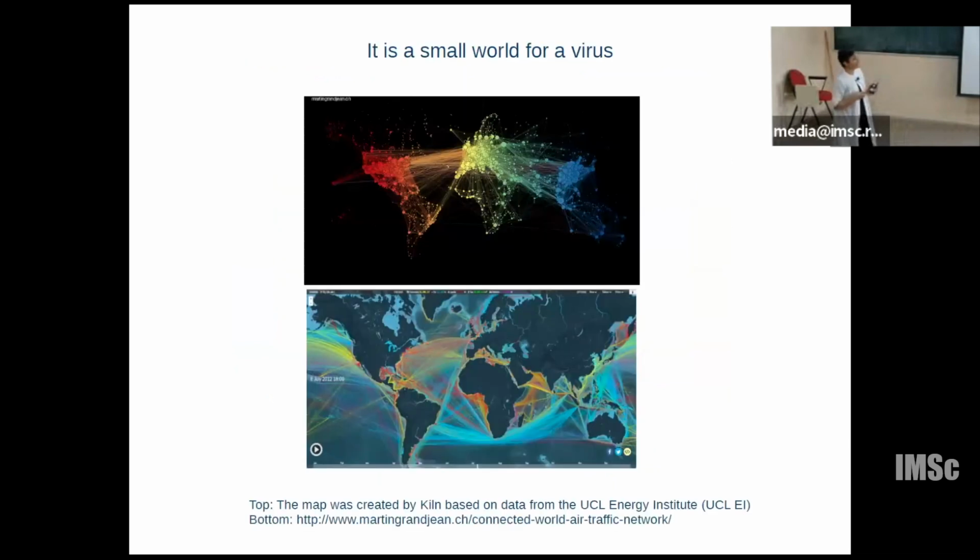It's a small world for a virus, and it has been this way for a while. Viruses can get around. So these are, I think, a few of the airports in the world that are connected. The first image is of air traffic around the world, and I think it's only for some of the airports. It's not all of the possible routes. And the second image is of shipping routes. So you can see that most places on the planet are really connected to each other.